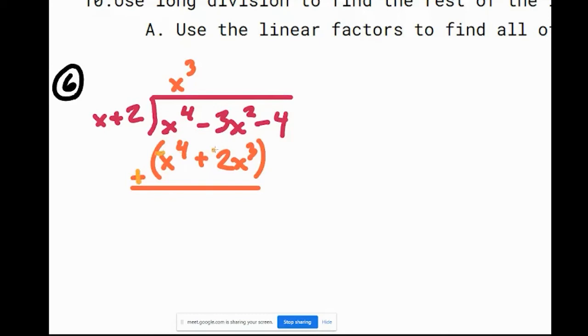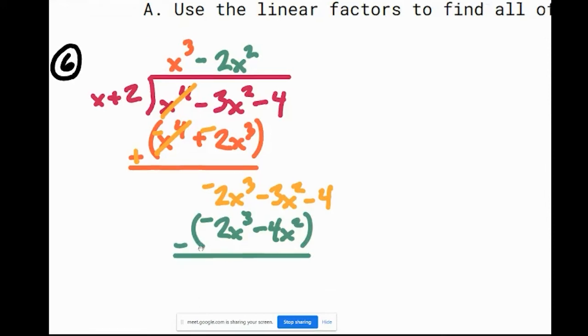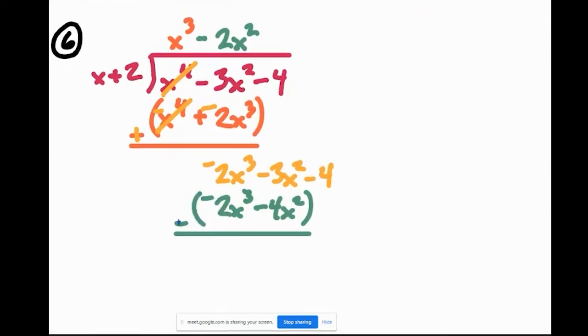So this is going to cancel with this, and you're going to be left with negative 2x cubed minus 3x squared minus 4. Okay, from here, I'm going to multiply that x by negative 2x squared, so you're going to get negative 2x cubed here minus 4x squared. I'm going to subtract this off. Okay, these all become positive. This cancels, and you're left with x squared minus 4.